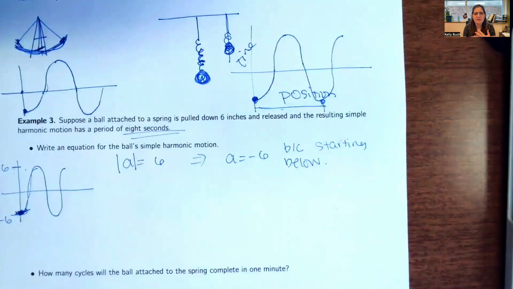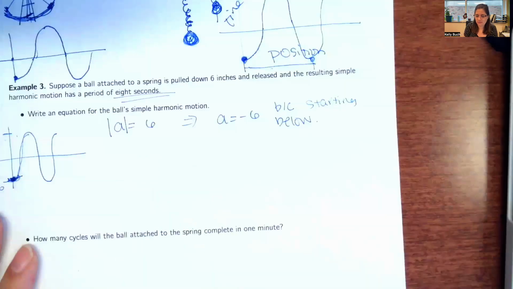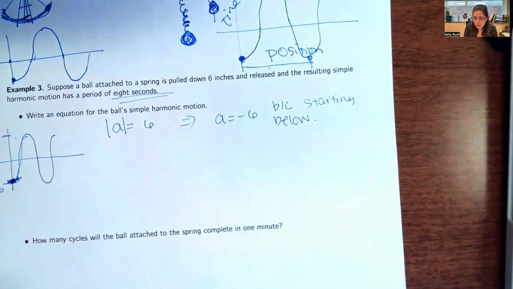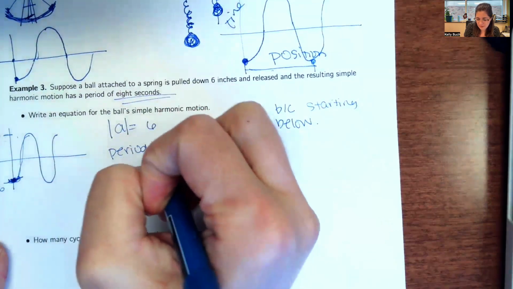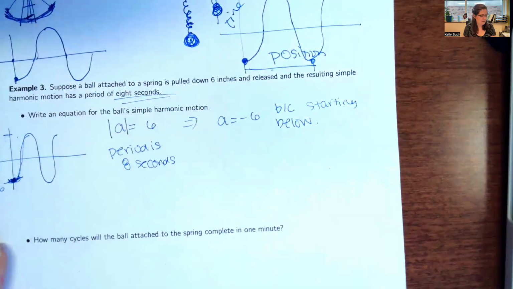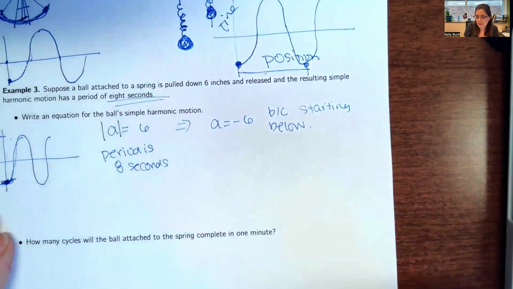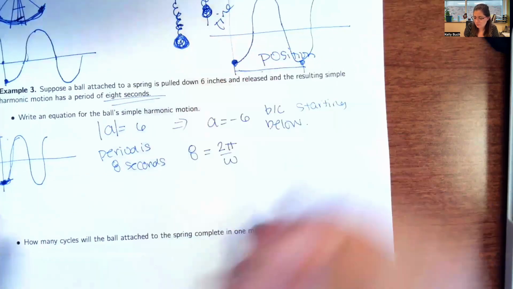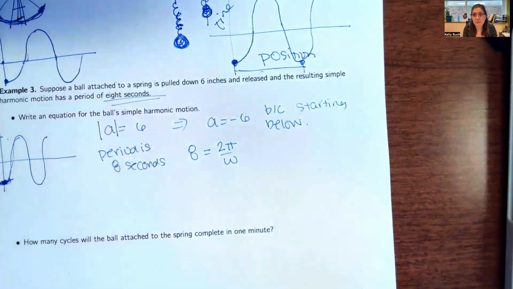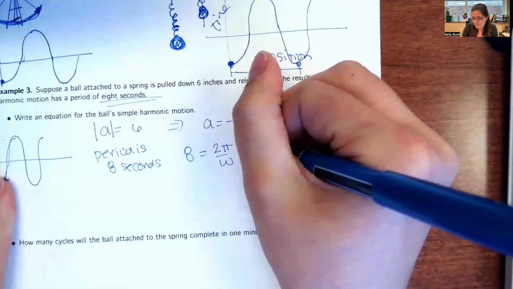Now I need to figure out the other pieces. So I have an A and I need an omega, or a B, right? Well, I'm told the period. I know the period is 8 seconds, but I also know that the period is equal to 2 pi over omega. So this 8 needs to be equal to 2 pi over omega, because that's the formula for the period. And so I can use this to solve for omega.